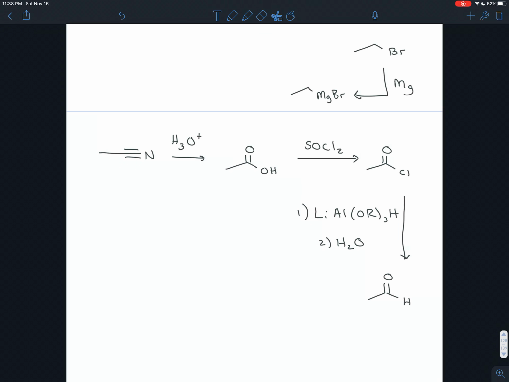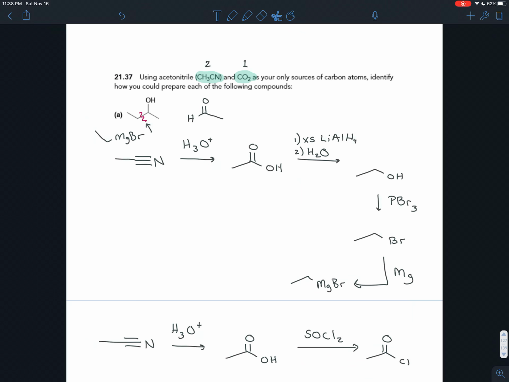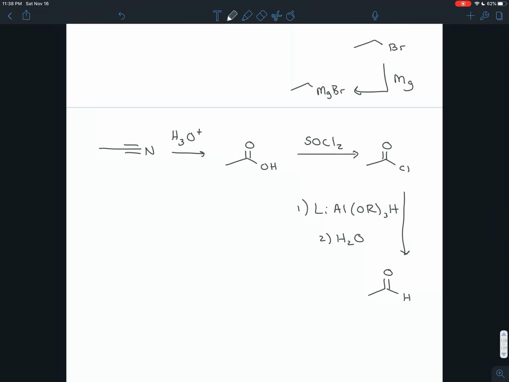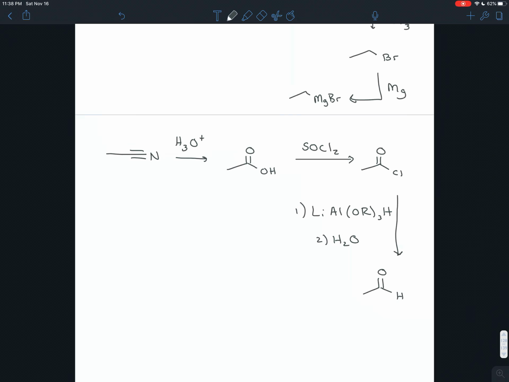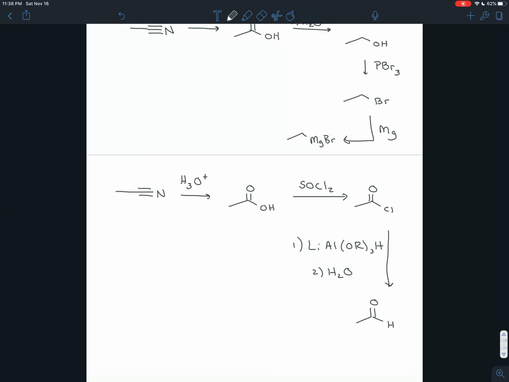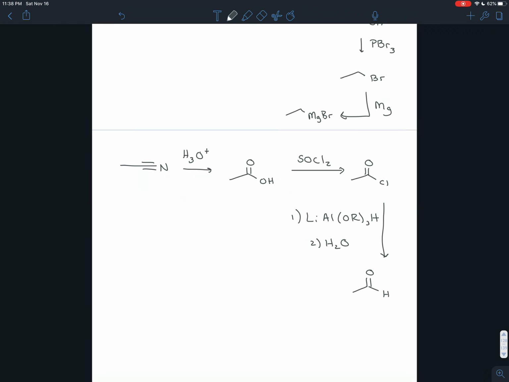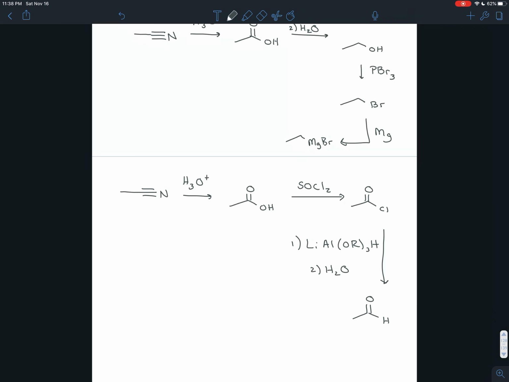You could, for example, use lithium aluminum hydride, get it down to the alcohol, and then use a weak oxidizing agent like PCC, and that will give you the aldehyde also. So there are several ways you can do this. This is one possibility. Okay, well now we just have to put our 2 pieces together.